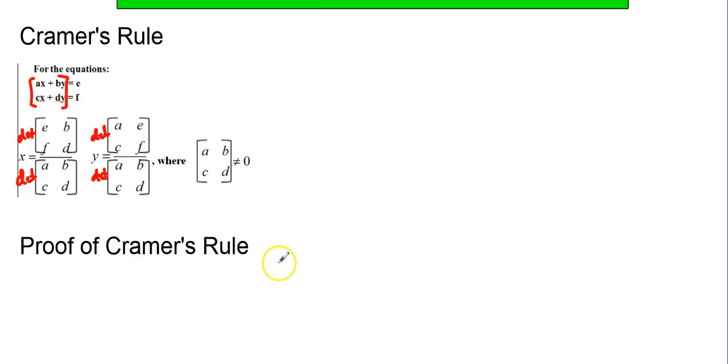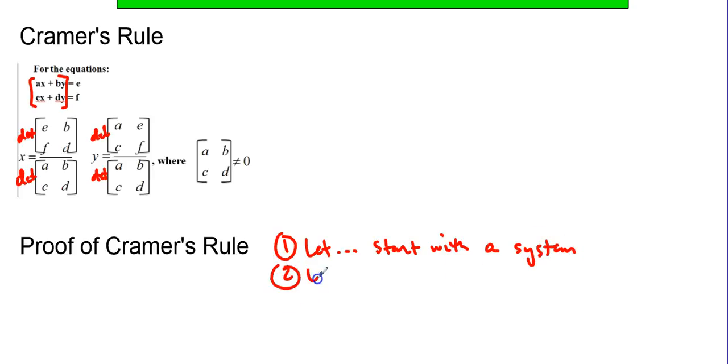So if you need to, pause the video, study that, make sure you know it. I'll give you a general overview. Number one, start with a let statement, and you're going to start with a system like we did in the video. Number two, you're going to eliminate. So elimination method, eliminate one of the variables.